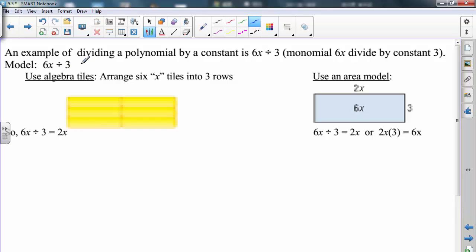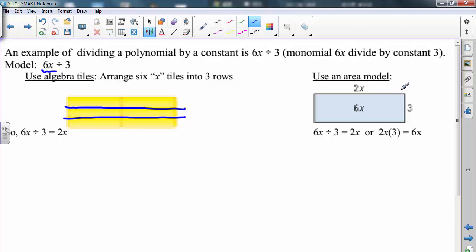This time, we need to look at an example of dividing a polynomial by a constant. This example is 6x divided by 3. It's a monomial 6x divided by constant 3. Let's use the algebra tiles. 6x means I have 6 yellow rods. Divided by 3, that means I arrange those 6x tiles, those 6 yellow rods, into 3 rows. I divide into 3 rows. So I will find that there are 2 yellow rods in 1 row. So 6x divided by 3 is 2x.